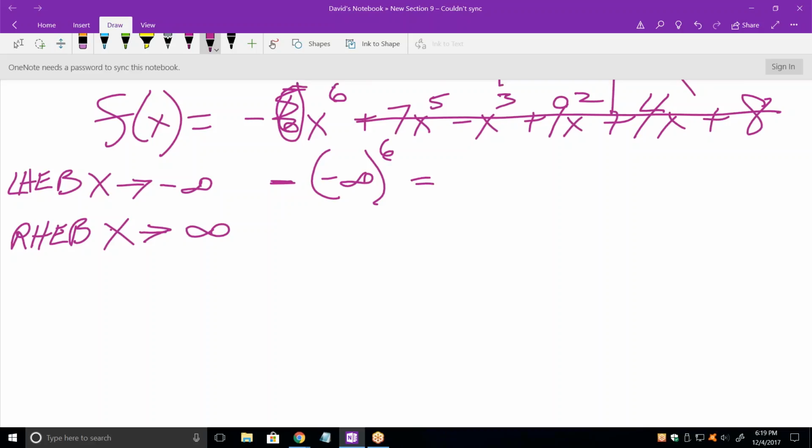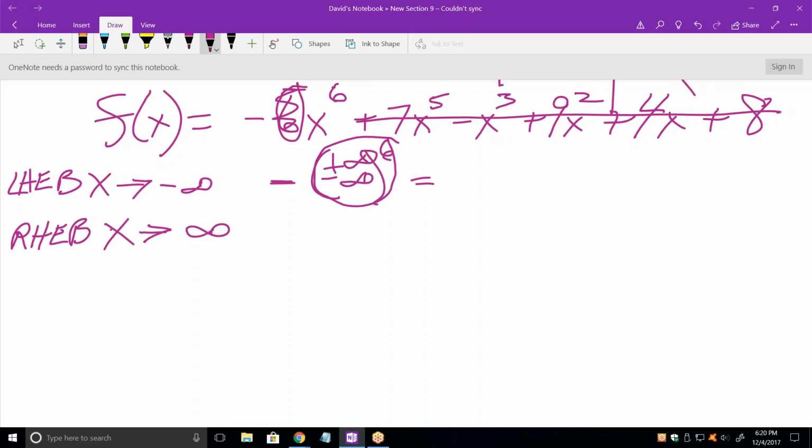I don't really know. Well, if you square a negative number, what do you get? A positive or a negative? Positive. Okay. And if you take it to any even power, same thing. Doesn't have to be squared. You could take it to the 4th power or the 6th power or the 8th power. Those negatives all turn to a positive. Yeah. So this becomes positive infinity. And that's for the left-hand behavior?